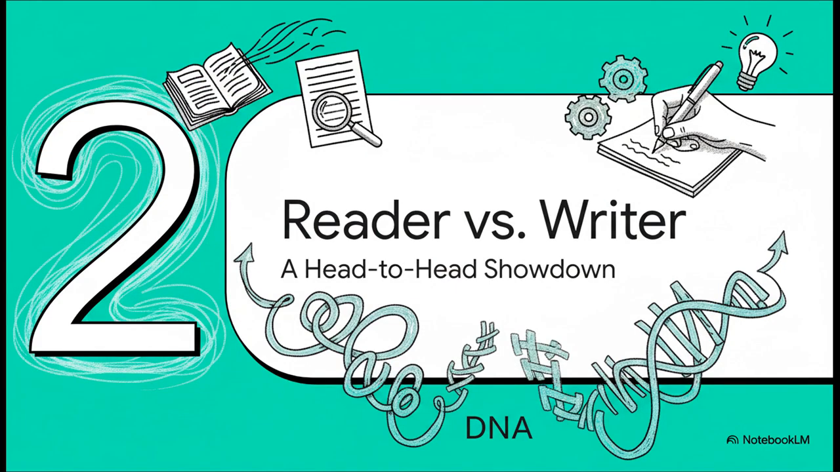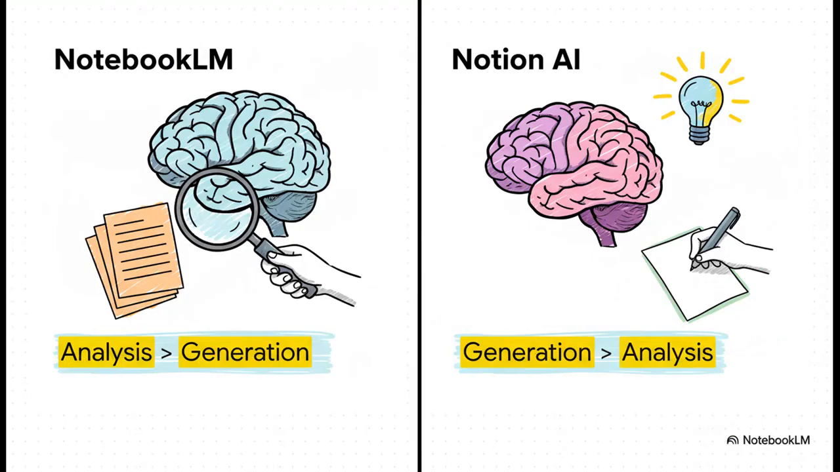Okay, so with that reader versus writer idea fresh in our minds, let's see how it actually plays out when we look at their AI features. Because this right here is where the two tools really show their different DNA. And that brings us to a super important distinction. NotebookLM's AI is all about analysis. It's brilliant at understanding what's already written. Notion AI, on the other hand, is built for generation. It's designed to help you create brand new content, often from a blank page. Let's dig into what that actually means for you.